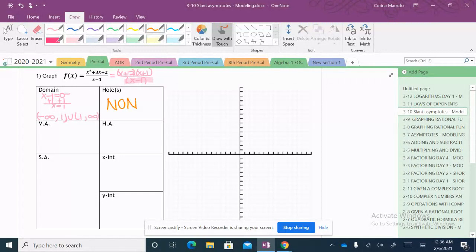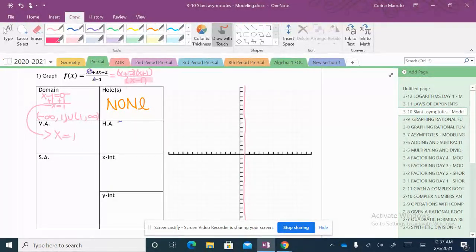Now my vertical asymptote was a factor that didn't cancel, so since nothing canceled, the x equals 1 from here is my vertical asymptote. Okay, so I'm going to go ahead and graph that already. So remember, it is an invisible line, okay? I'm drawing it here, but it is an invisible line, x equals 1, that our graph never crosses, okay?